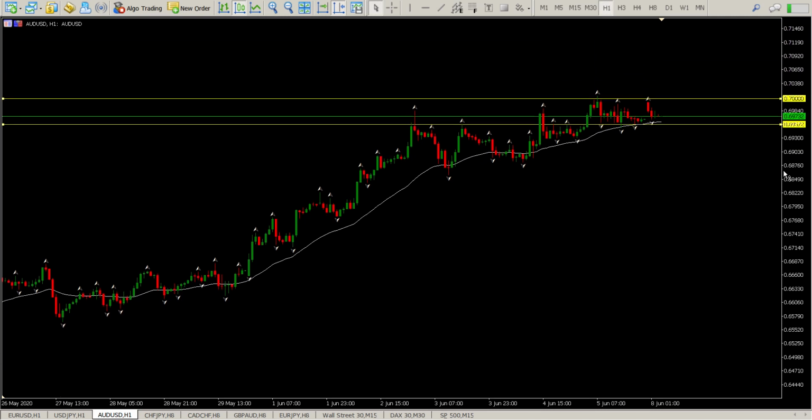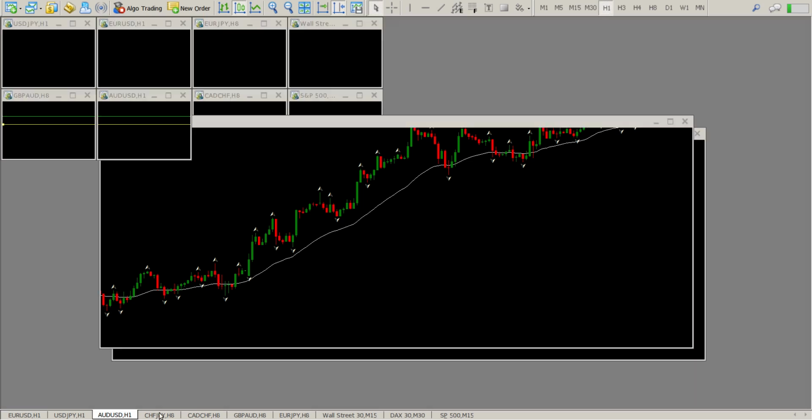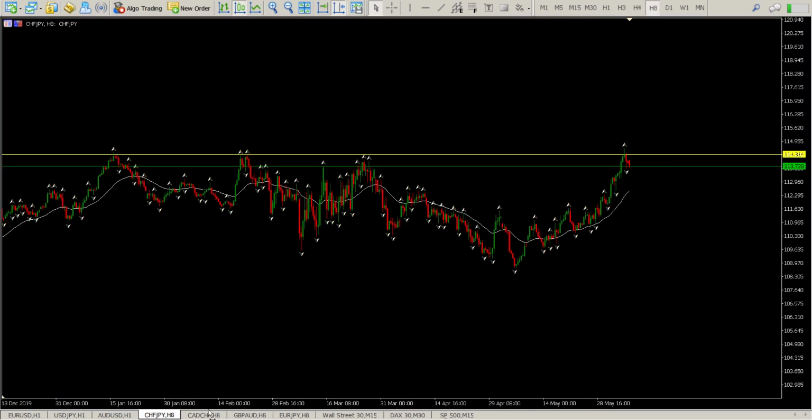Okay, so the other thing to do is if it does break above here, then you're going to wait for a retest of 0.70 basically. And if it retests 0.70, that's going to give us an opportunity to be long as well. So that's pretty much the dollar pairs. The other one that I picked up this morning is Swiss franc, Japanese yen.